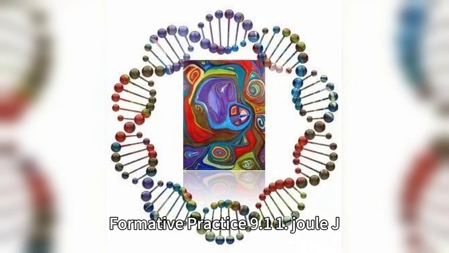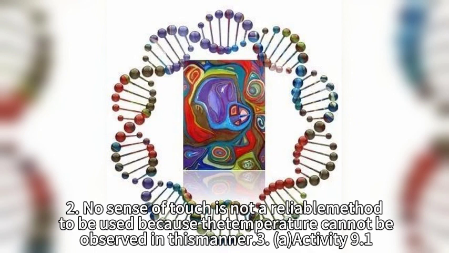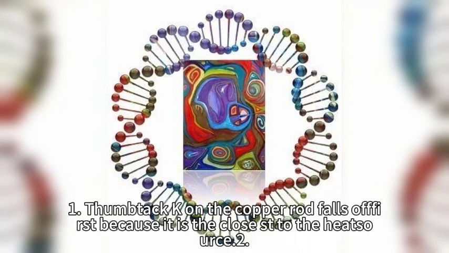Formative practice 9.1. 1. Draw. J. 2. No. Sense of touch is not a reliable method to be used because the temperature cannot be observed in this manner. 3. A. Activity 9.1. 1. Thumbtack K on the copper rod falls off first because it is the closest to the heat source.